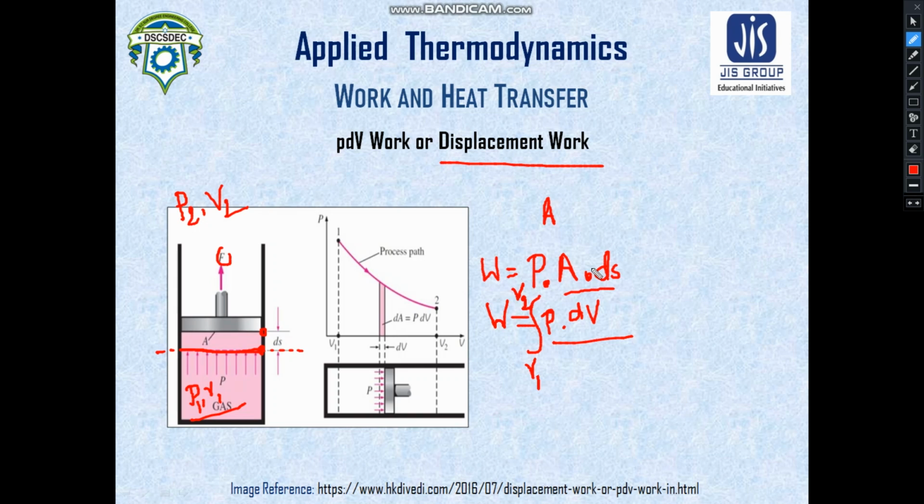So displacement work means the displacement of the boundary of the closed system. The amount of displacement is what becomes important. So the pressure, area, and the amount of displacement, that is why it is called displacement work. And why it is PdV work is quite understandable to you. You can easily understand why it is called PdV work.